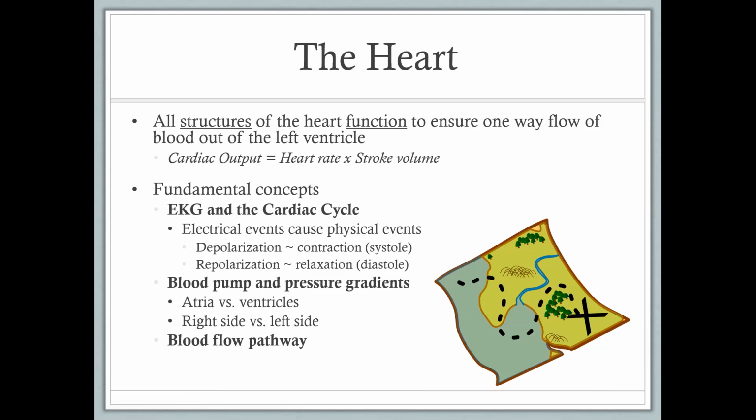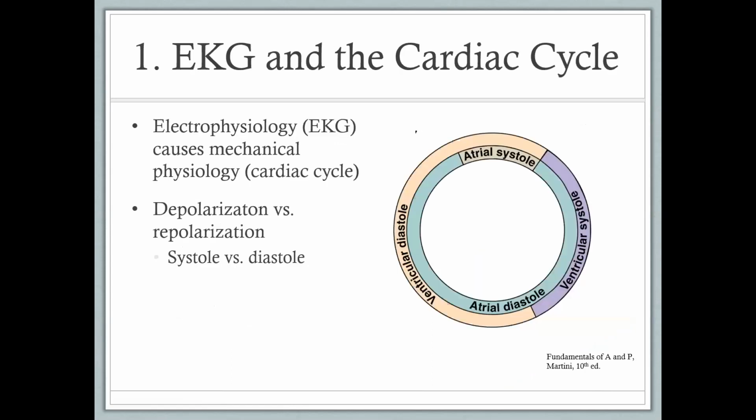And then once you've understood concept one and two, you then can put it all together to summarize it as the blood flow pathway. So let's look at number one, EKG and the cardiac cycle. Remember, electrophysiology, which is the EKG, causes mechanical physiology, which is the cardiac cycle. We can tie these things together by looking at the cardiac cycle. So remember, it's the electrical events that cause the physical events. And remember our terminology, depolarization versus repolarization, and then how that leads to systole versus diastole.